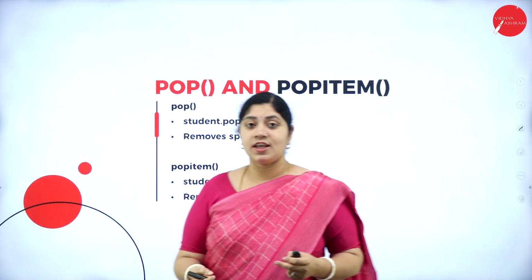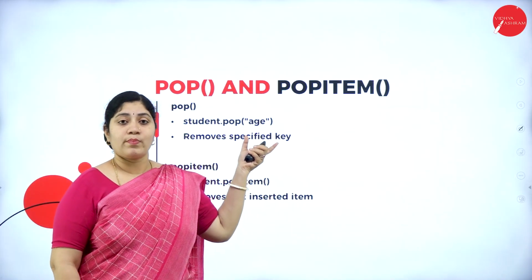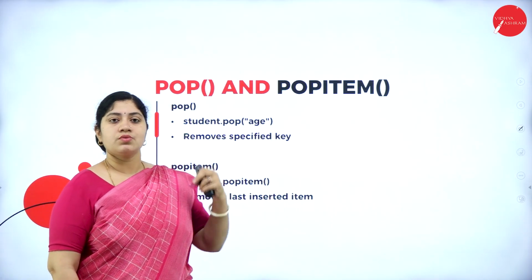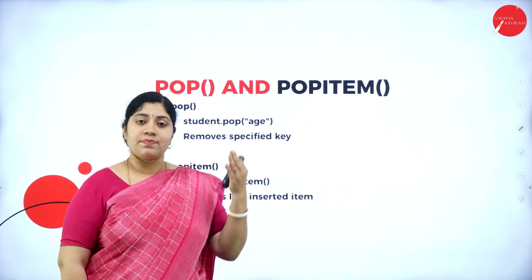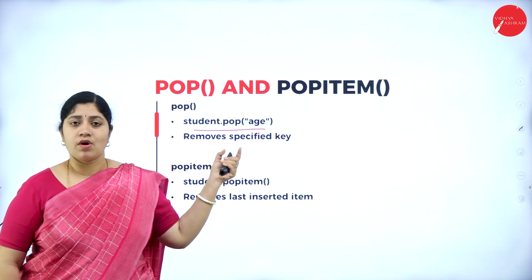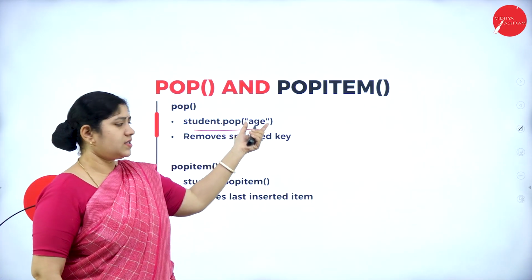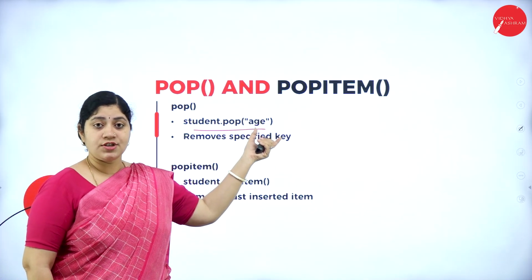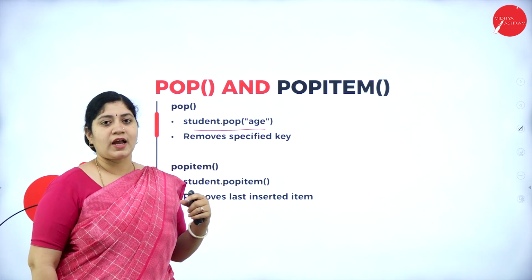Up next, the next type of method is pop of. It is used to remove the specified key from that dictionary, and the example is student.pop of age. By this example, we can see that this age key will be completely removed from that dictionary.